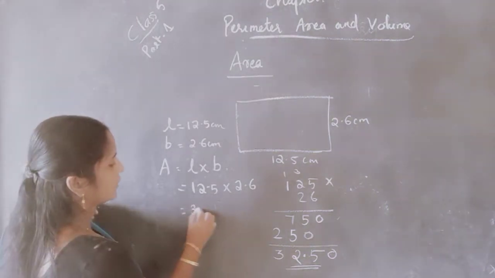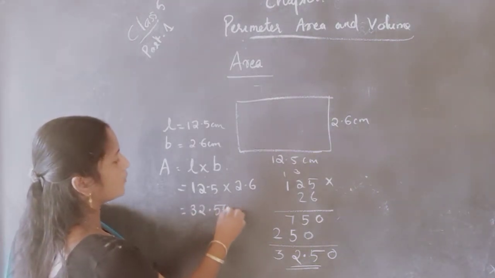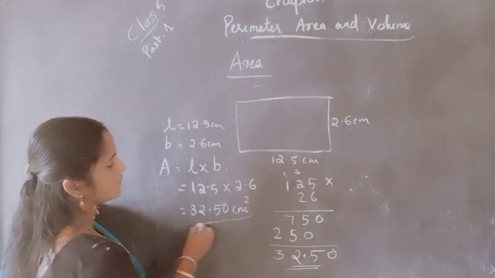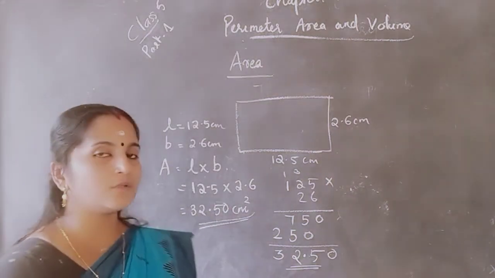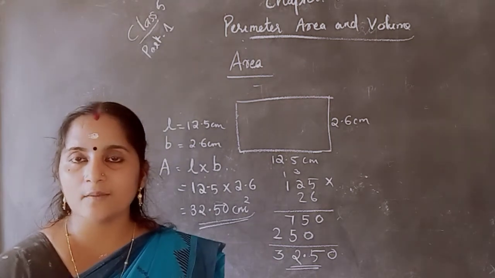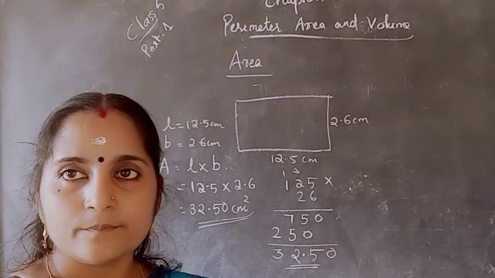32.50. Then write the unit also. It is very important. Centimeter square. In this way, we find out the area if we have dimensions in decimal form.